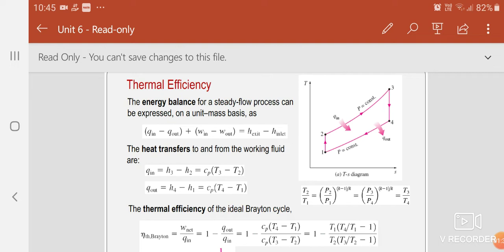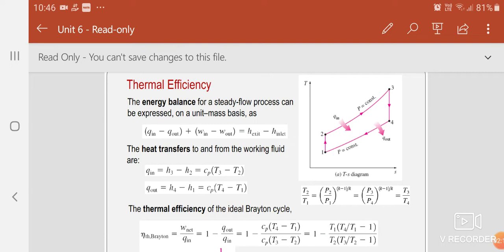You can see H3 minus H2 in the curve. That is Cp into T3 minus T2, because it is a constant pressure process. So Cp, specific heat at constant pressure, into T3 minus T2. So that is T3 minus T2, showing the delta T. That comes from the formula m Cp delta T, and H is equal to Cp delta T, where H is enthalpy. Taking that into consideration, you have Cp into T3 minus T2.